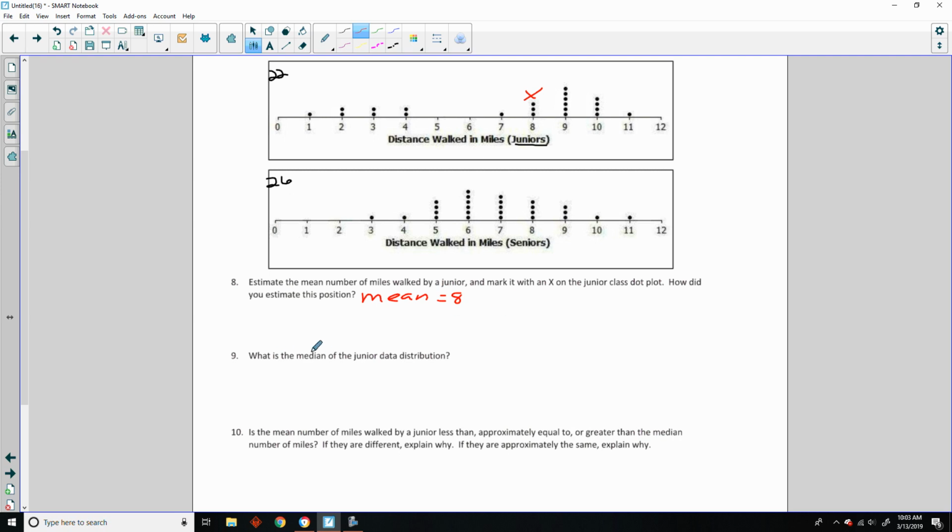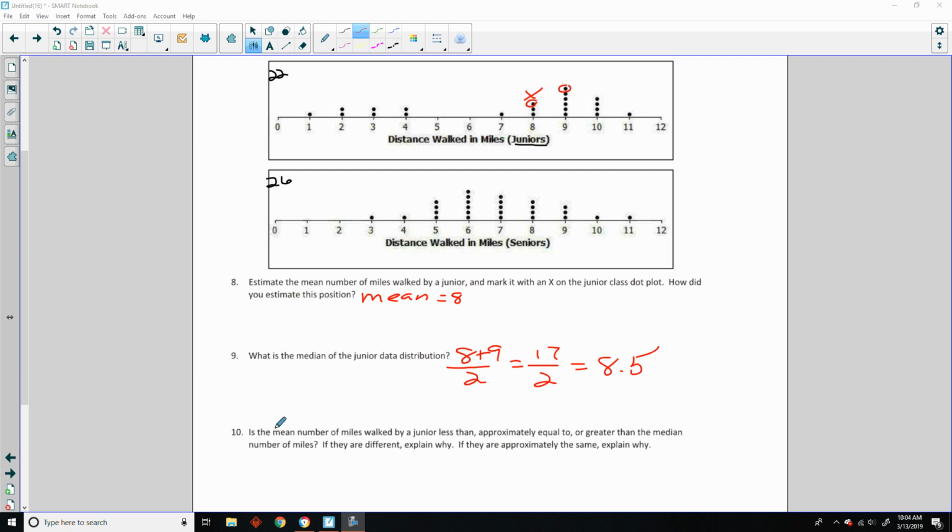9 says, what's the median of the junior data? Well, 22 values, we want the 11th and 12th values averaged. So 1, 2, 3, 4, 5, 6, 7, 8, 9, 10, 11, and 12 would be these two values. So the median would be 8 plus 9 divided by 2, which is 17 divided by 2, which is 8.5.